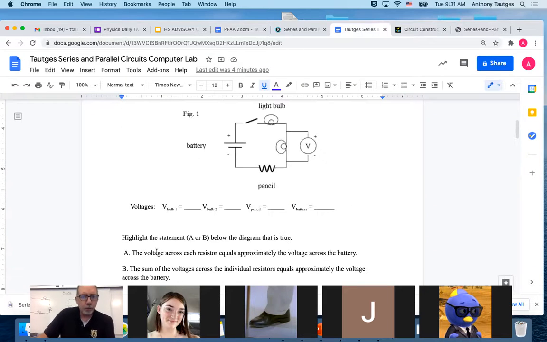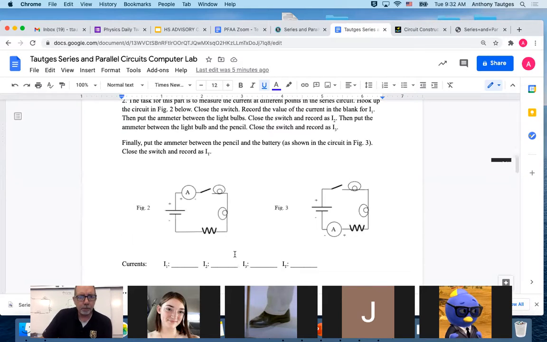Then highlight which statement is correct. In general, anything that has resistance is called a resistor, be it a light bulb or a pencil or a computer or a hair dryer or anything. This is the general symbol for a resistor, a squiggly line. Which statement is correct? The voltage across each resistor equals approximately the voltage across the battery, or the sum of the voltages across the individual resistors equals the voltage of the battery. One of those is going to be true. Highlight which is true.